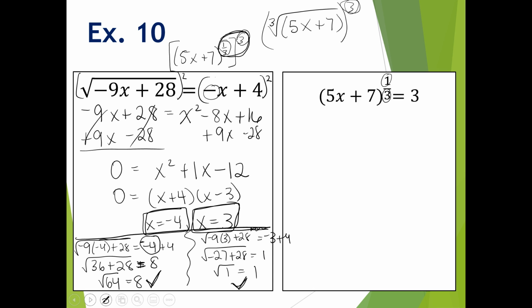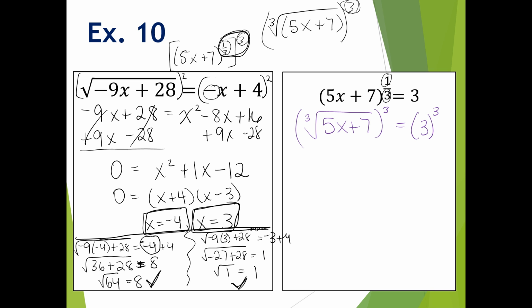Okay, so that being said, these are now just like all the other problems that we've done. If you want to convert this, it's your choice. You can convert it, or you can just raise it to the 3rd power right off the bat. So you can convert that to the cube root of 5x plus 7, then raise that to the 3rd. Then you have to raise that 3 to the 3rd too. Make sure you remember to raise that right side also.